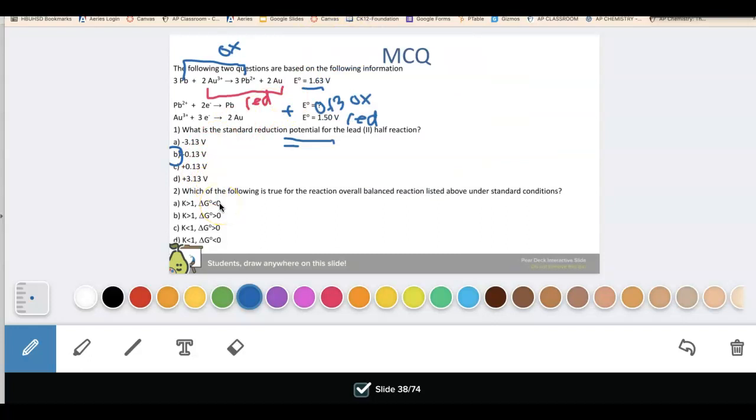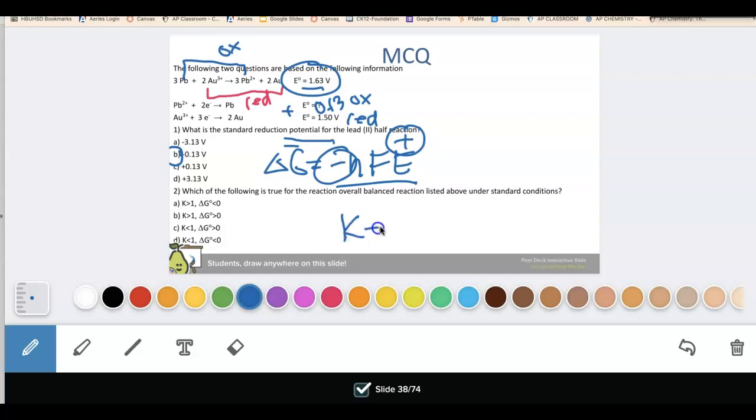Well, if the voltage is positive, what do we know about delta G? If this is a positive number, this whole term comes out to be negative, right? Releases energy. What else? If the voltage is positive, is the reaction happening? Yes. So the reaction favors the products. If a reaction is favoring the products, K is big. K is big, and delta G, free energy, energy is being released. Negative.